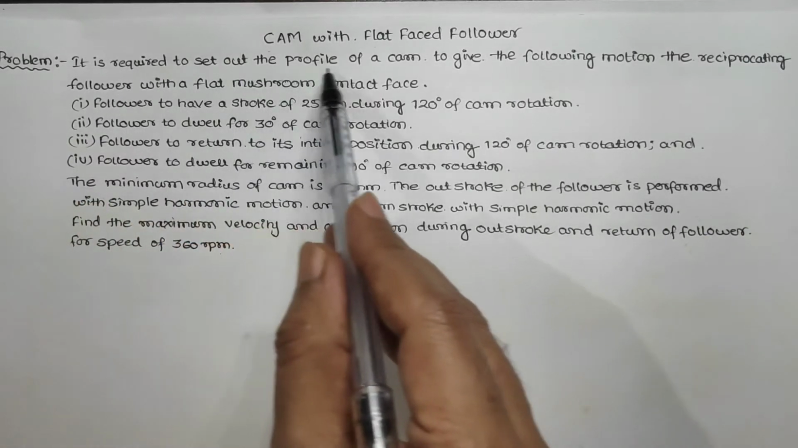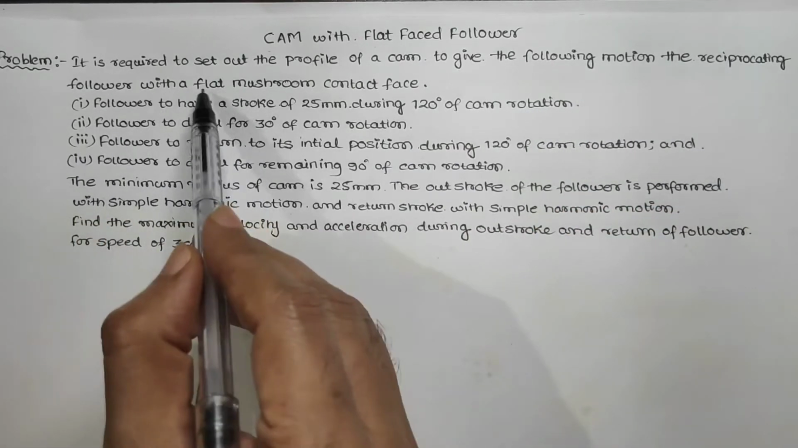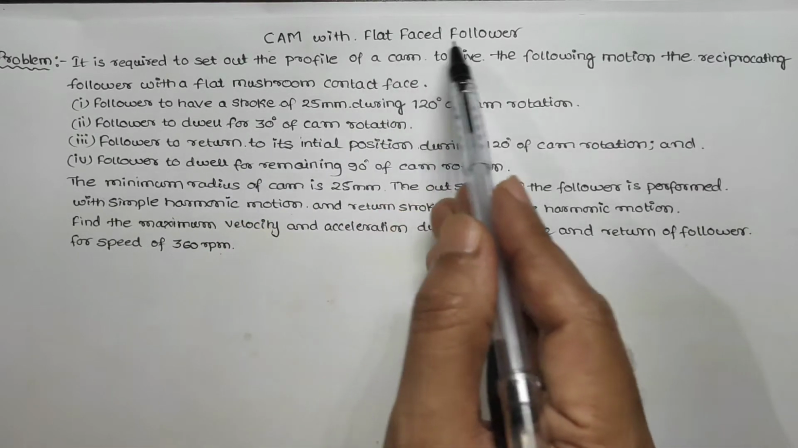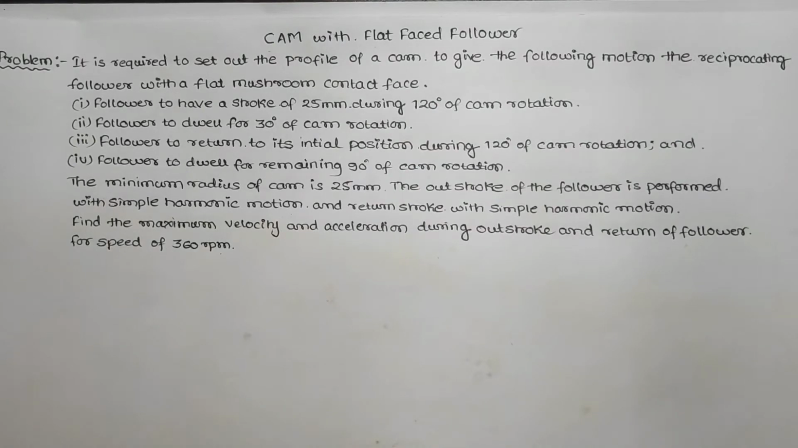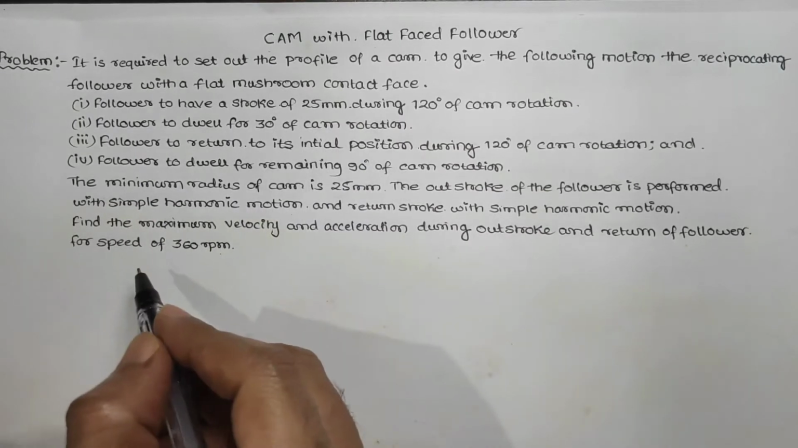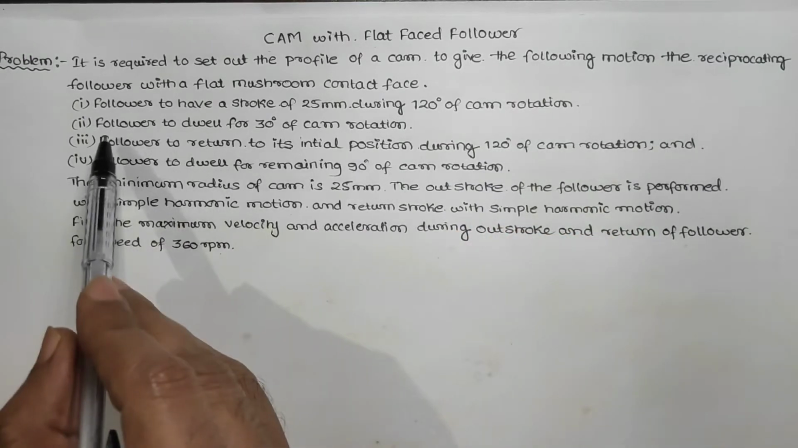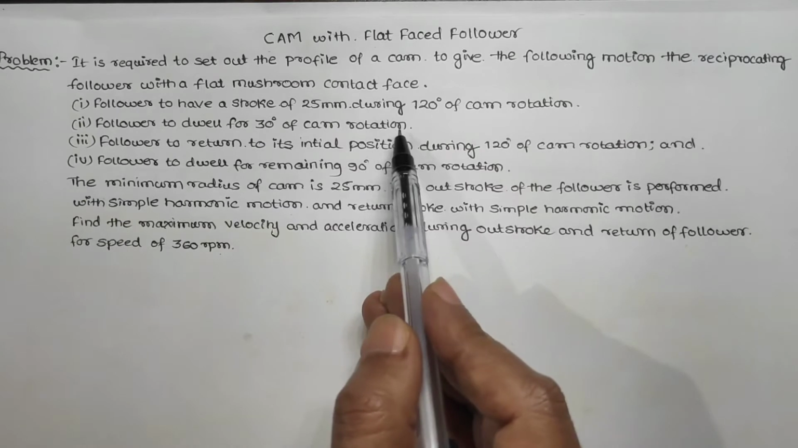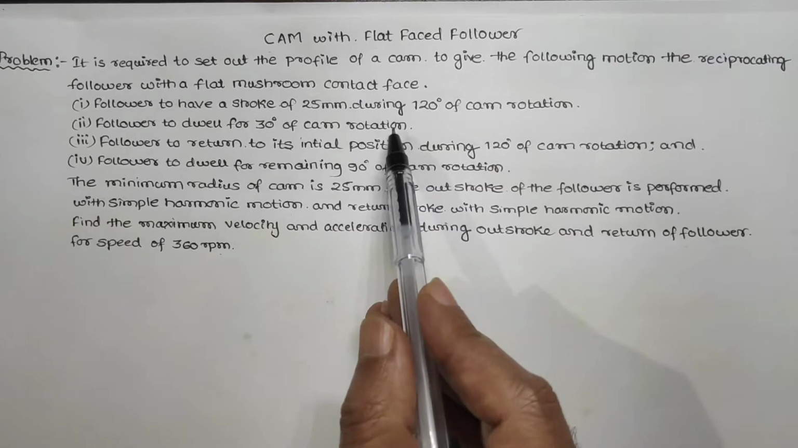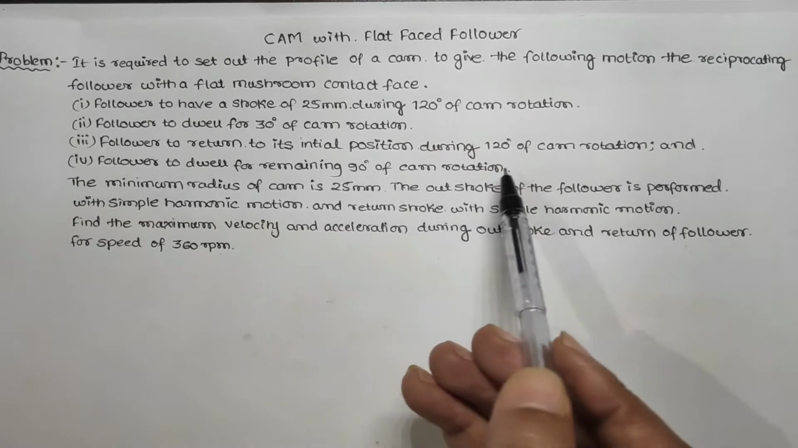It is required to set out a profile of a cam given the following motion. The reciprocating follower is the flat mushroom contact face. Flat mushroom contact face and flat faced follower mean one and the same. Here the follower has a stroke of 25 mm during 120 degrees of cam rotation. Follower to dwell 30 degrees of cam rotation. Follower to return to its initial position during 120. So 120 during rise and 120 during return. And follower to remain at rest for 90 degrees of cam rotation.